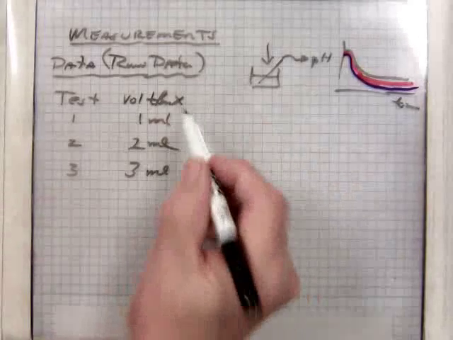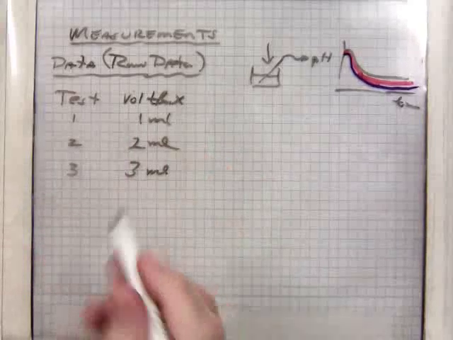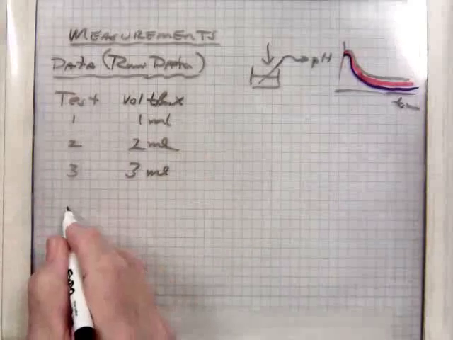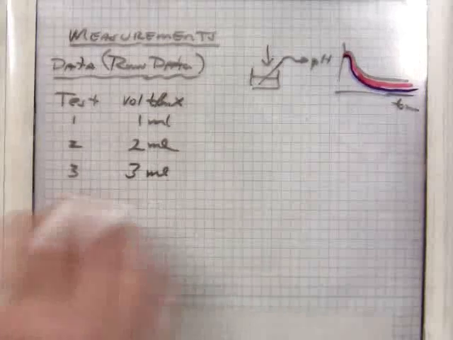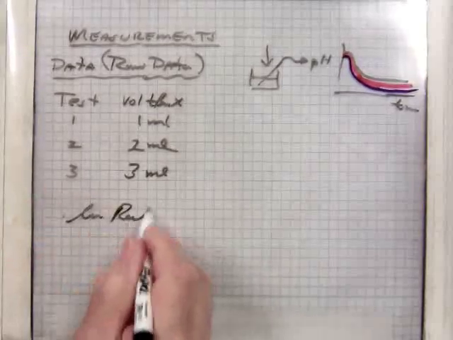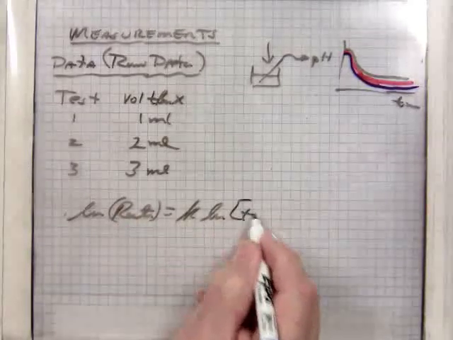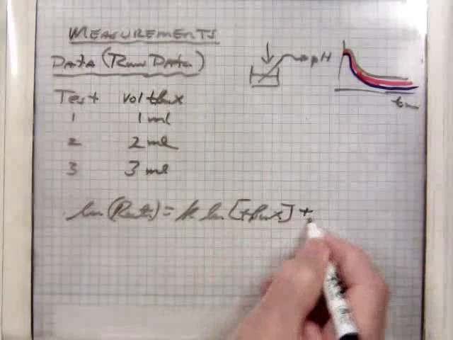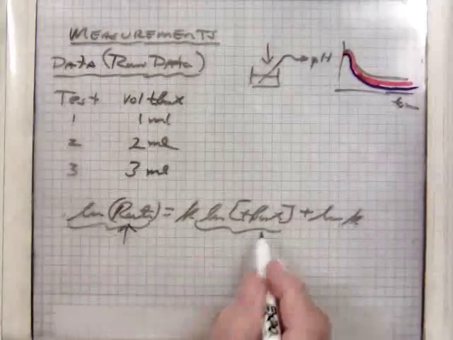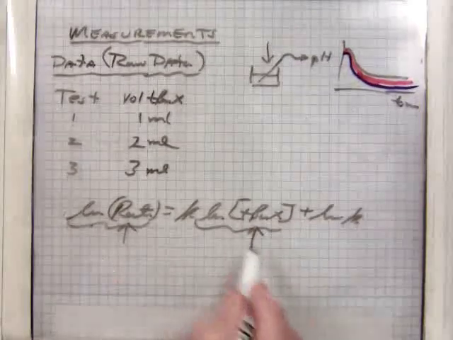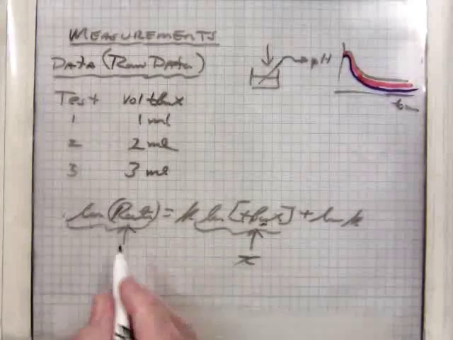Now this you have, I don't want to confuse you. You have the equation: ln of rate equals K times ln of concentration plus ln of K. And you're looking for these two. So that means you need a concentration and a rate. This term right here, ln of concentration, is your X, and this term, ln of rate, is Y.